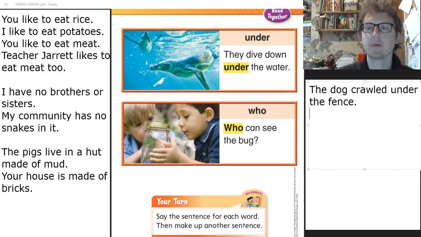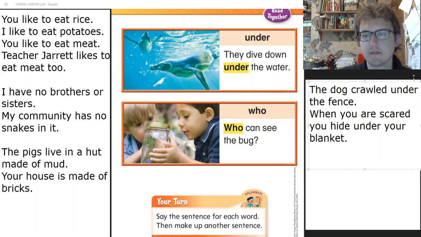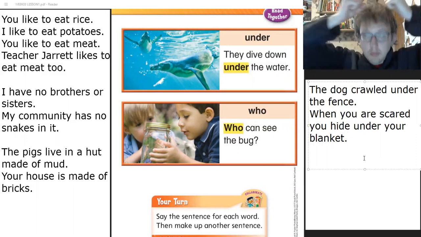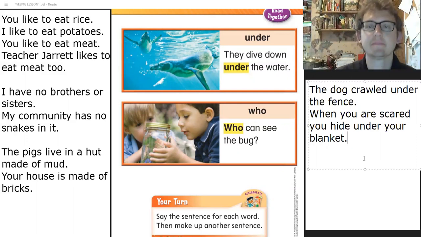Can you think of another sentence with under? Oh, that's a good idea. When you are scared, you hide under your blanket, right? So you have your bed and you have a blanket on top, and when you're scared, you pull the blanket up over your head and you can hide under the blanket, right?